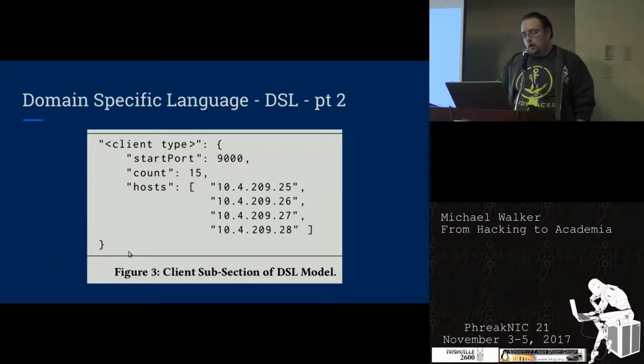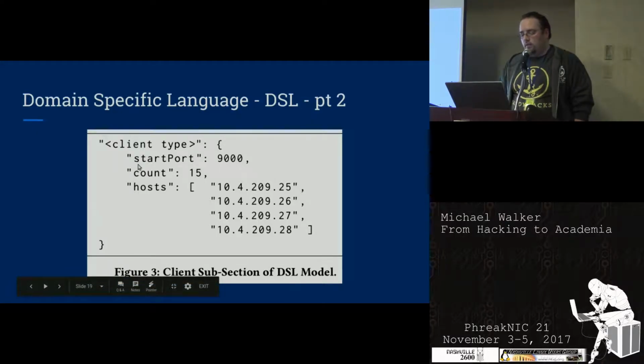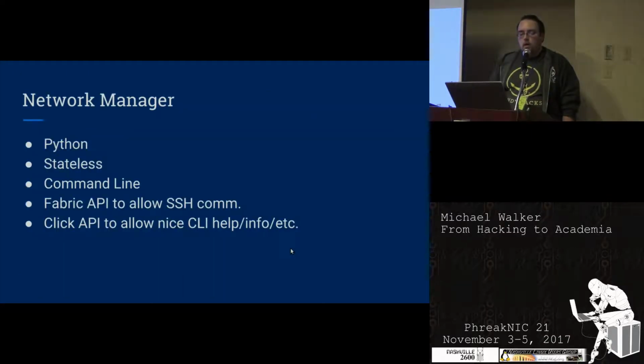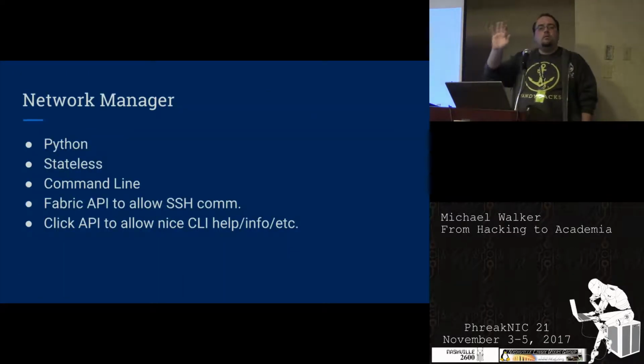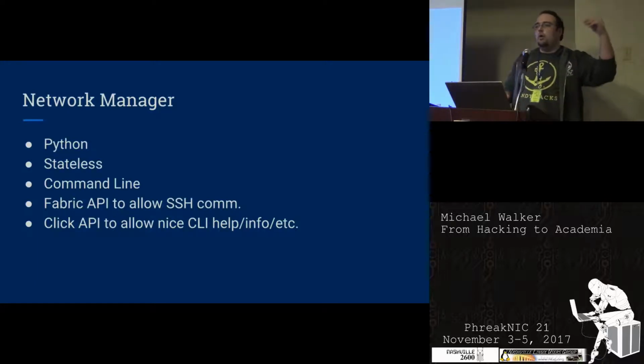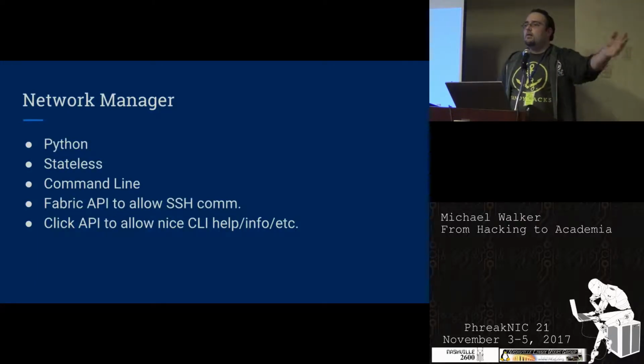And then clients are here. We're going to start at port 9000. We're going to have 15 of them, and they're going to be evenly distributed over those clients. So that actually makes somewhat sense. Here's my test network. Here's a version number. Here's some metadata about it. Here's stuff. And here's the clients I want to install.